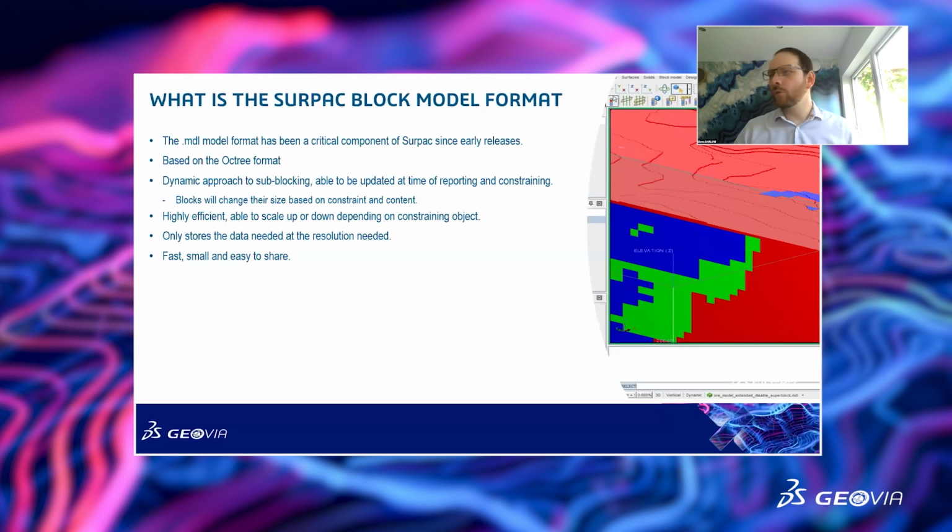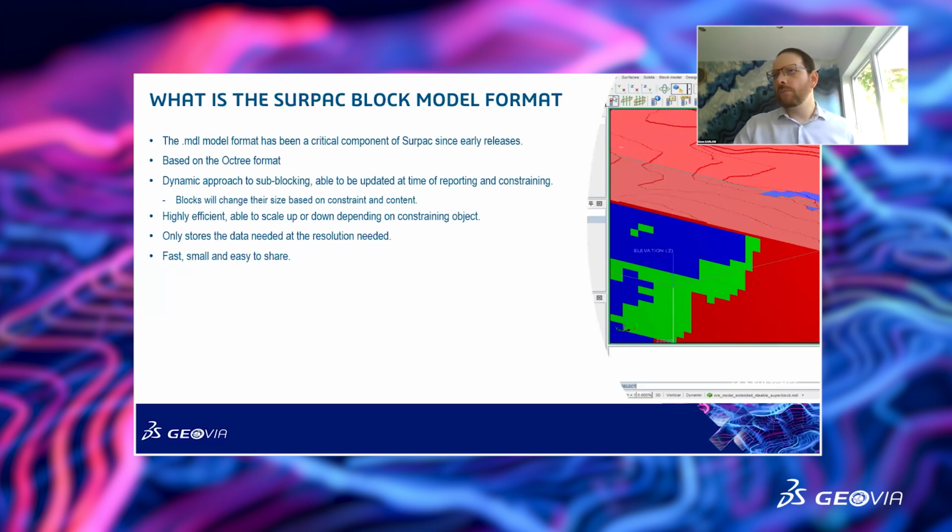So by having models that are like this, it means that they are already relatively small. And if you zip them, they get even smaller, which means that they're very quick to load, very quick to use, easy to share, and small in terms of their file sizes.